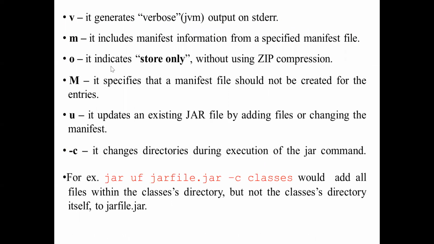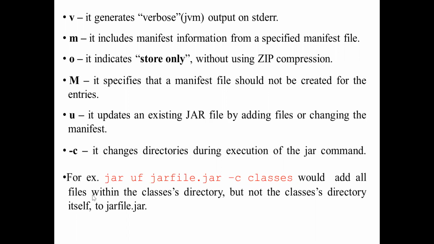In the jar command, when you use the small m, it is a manifest file and it gets information about that particular manifest file. When you use the capital M, it is a manifest file that should not create any entry. So these are the two differences.